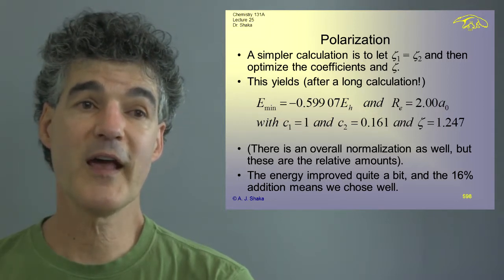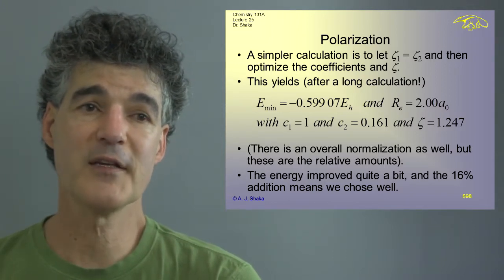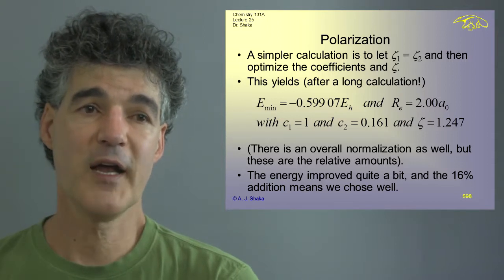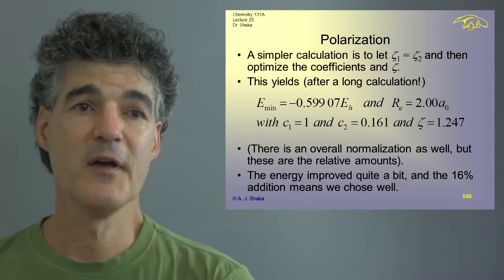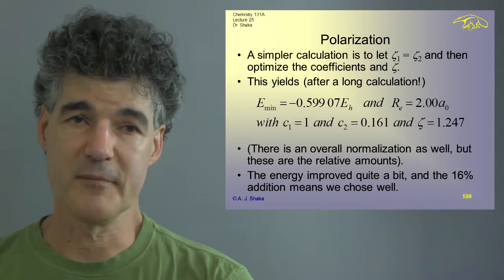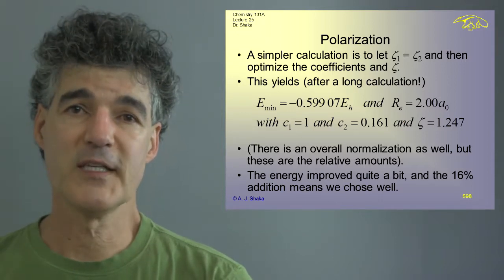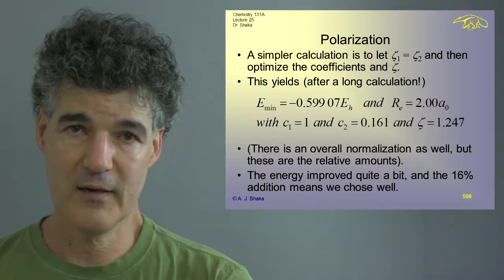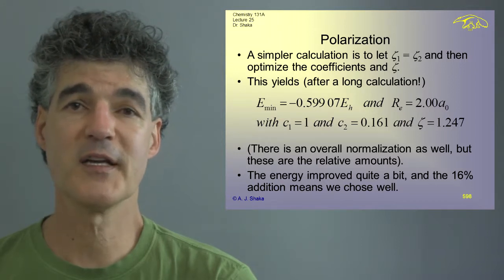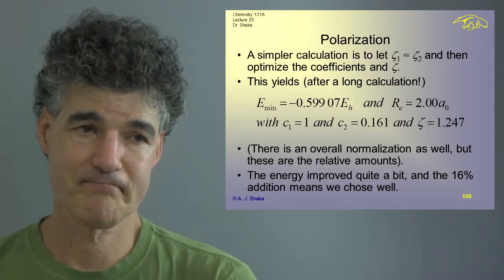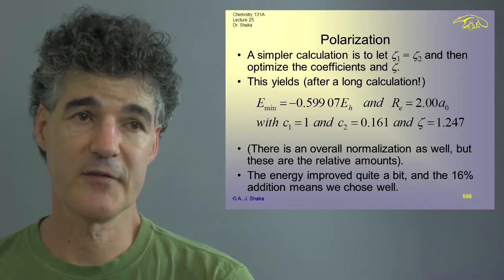And that's quite a bit, and what that means is that we made a good choice, and we can see we made a good choice because the energy improved and the radius was much closer to the true experimental radius. And of course, the joint value of zeta is not 1, it turns out to be 1.247, so stretched out a little bit like it was before. There's an overall normalization in this to make sure that your whole molecular orbital is normalized, but the relative amounts are 1, or 100%, so to speak, and 16%. And as I said, we get quite a bit of improvement by doing this.